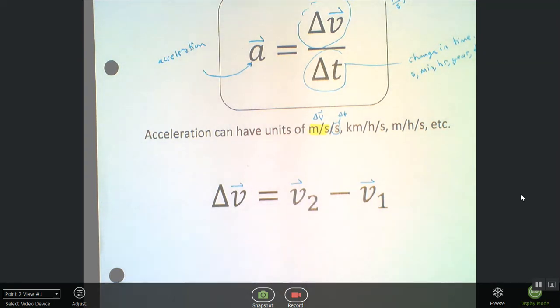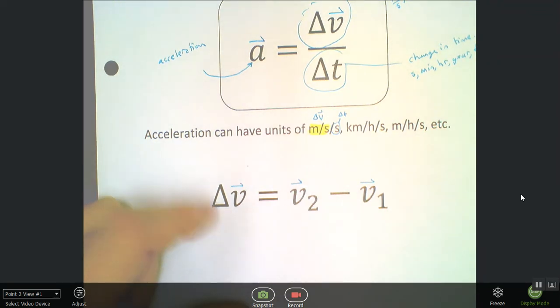When you have this delta V vector right here, it's V2 vector subtract V1 vector. Even if these two speeds were the same, you would think that your change in velocity would be 0. However, this could be going north, this could be going east, and therefore the acceleration, although it comes out as 0 if it were a scalar quantity, we find out that it would still be accelerating, it's just changing its direction.